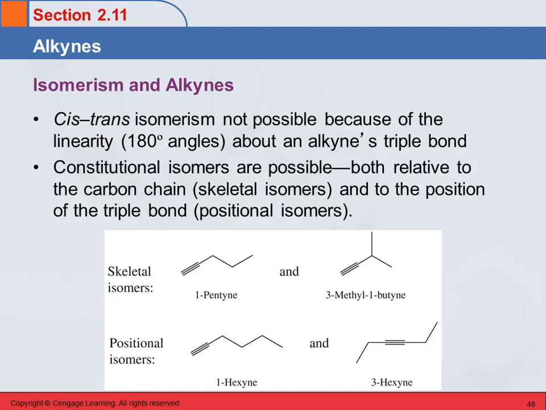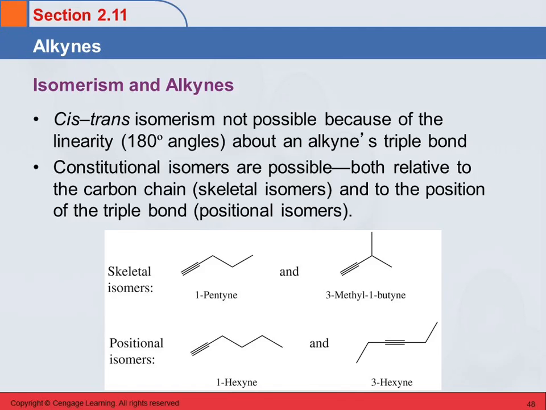Okay, isomerism in alkynes. We don't have any cis-trans isomers with alkynes like we did with the cyclic hydrocarbons, the cyclic alkanes, and with the alkenes, with the double bonds. The reason for that is we've got a linear bond there, and so there's just no possibility for isomers in terms of, you know, cis and trans types of isomers.